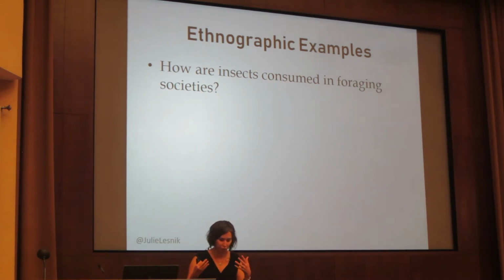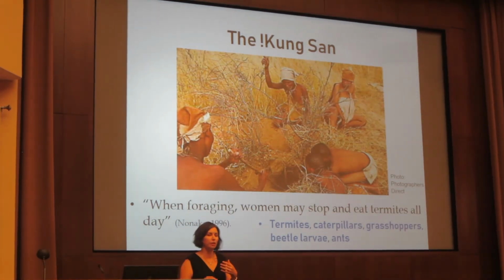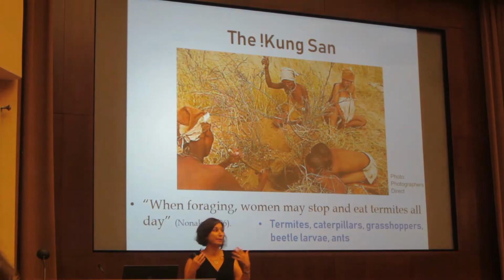kind of with the literature we have. So looking at ethnographic examples to show you that we see these patterns. First, an example from southern Africa, the San. A good quote: when foraging, women may stop and eat termites all day. Right? It's a big social activity.